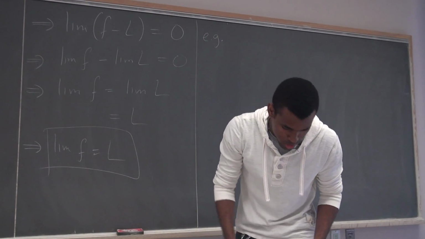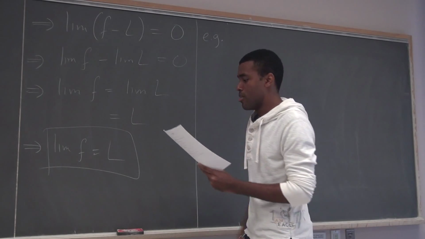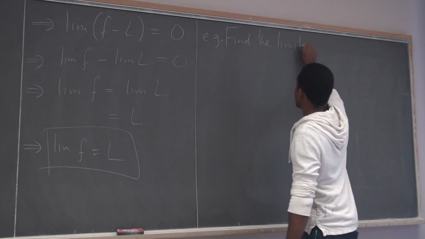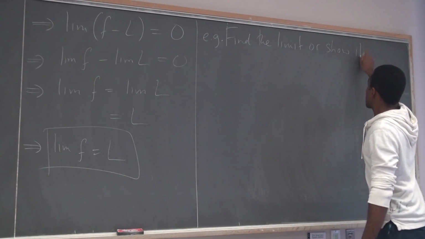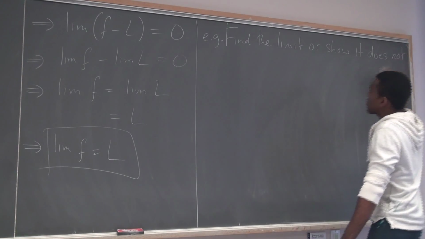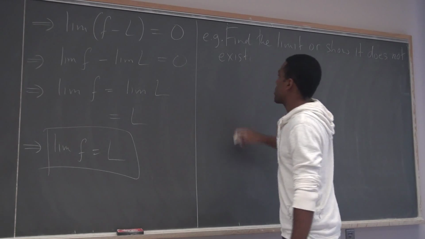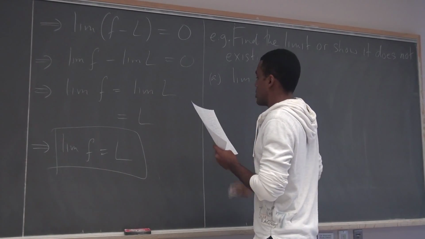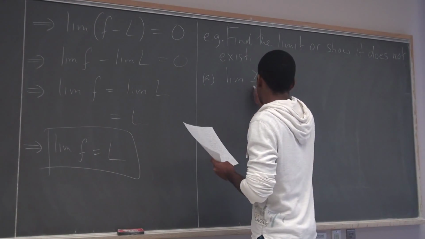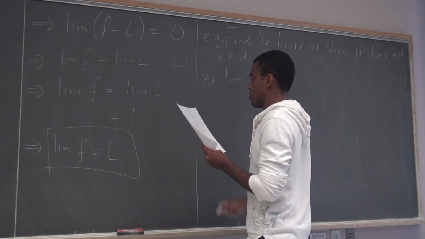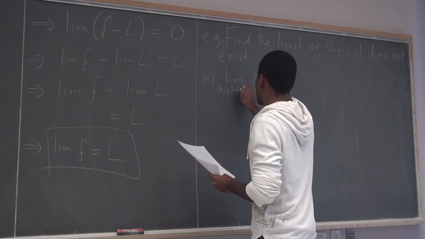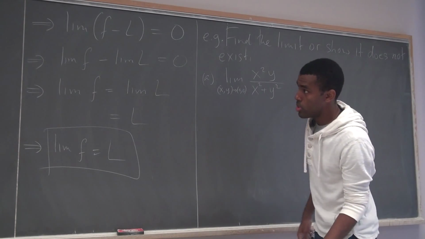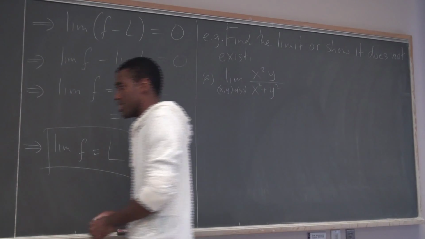Example. I'll use phrasing that they'll often use in a final. They'll say something like, find the limit or show it does not exist. And then they're going to give you a limit. So they might say something like the limit of x squared y over x squared plus y squared, of course, as you approach the origin. It looks very similar to an example we did before. However, the limit actually exists in this case.